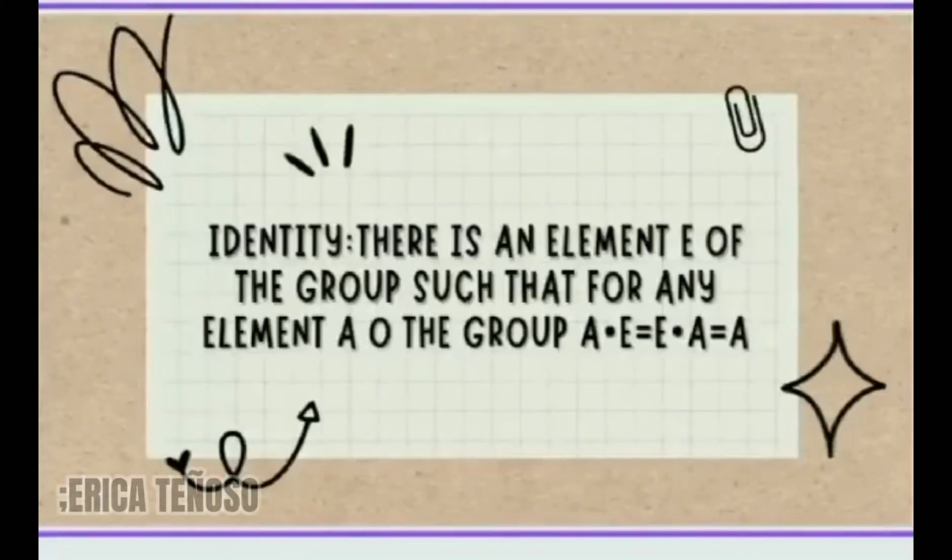Identity. There is an element E of the group such that for any element A of the group, A times E equals E times A equals A. The neutral element of a group is often called the identity element if the operation is written in multiplicative notation, while it is called the zero element or null element if the operation is written in additive notation.